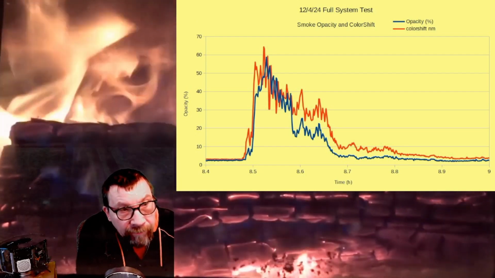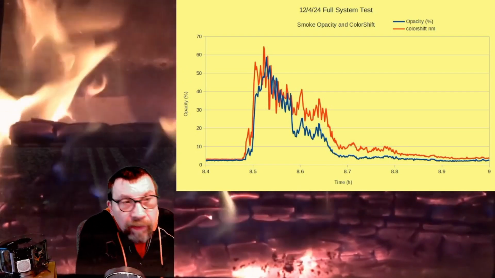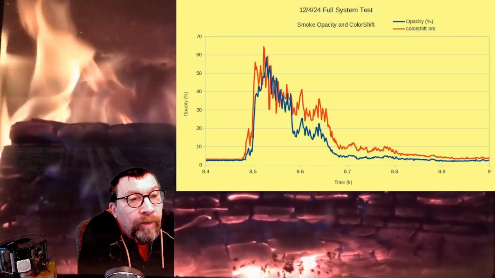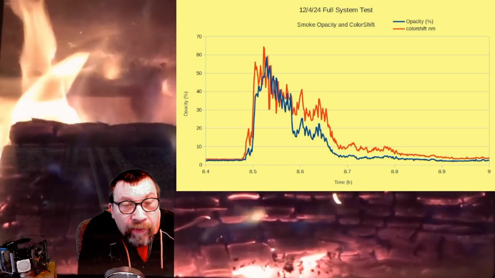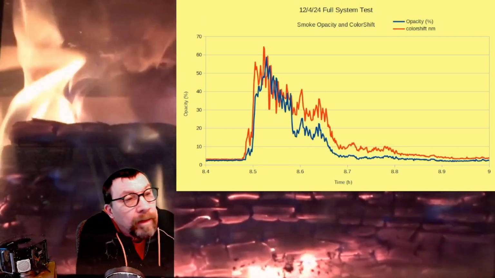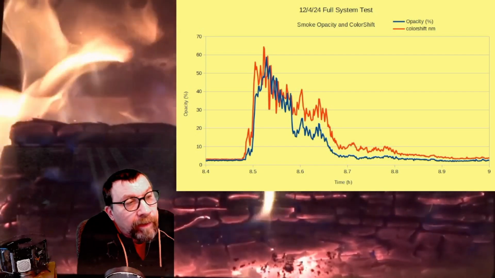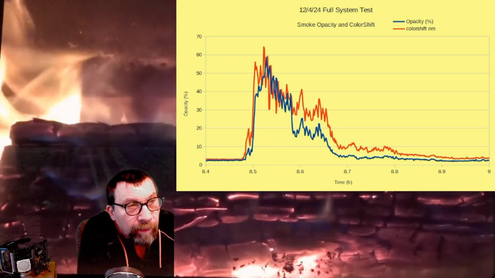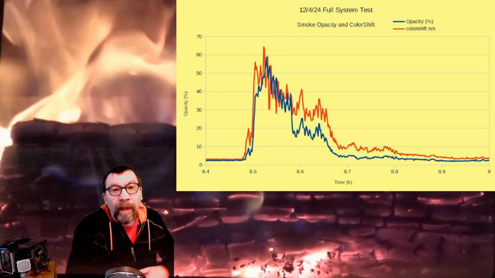But then by 8.8 hours, we're burning clean again. I mean, really burning clean at 8.8 hours. It doesn't go above 10%. So this is a really good chart, and it's a close-up. It shows we were running really clean till I put this piece of wet fuel on, and then things got smoky for about 12 minutes.